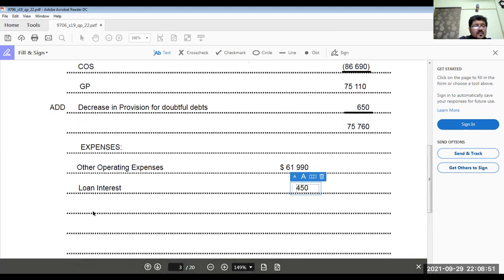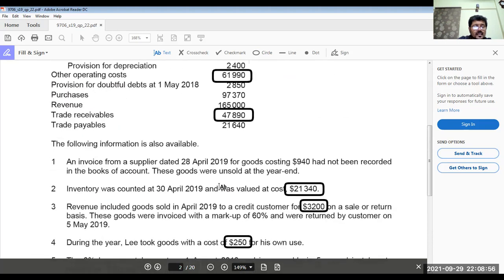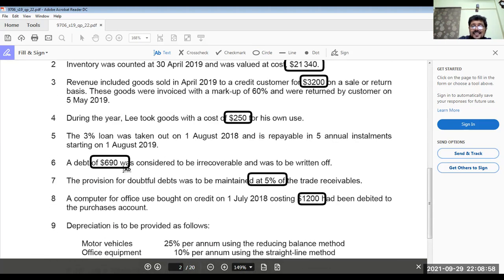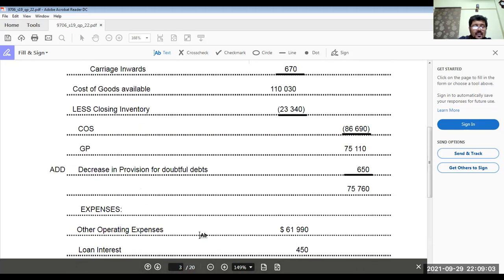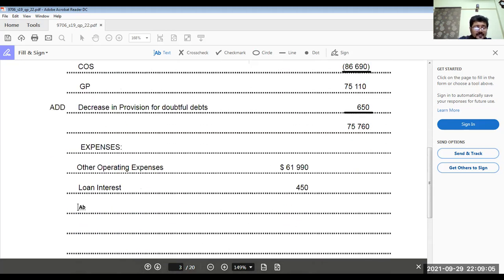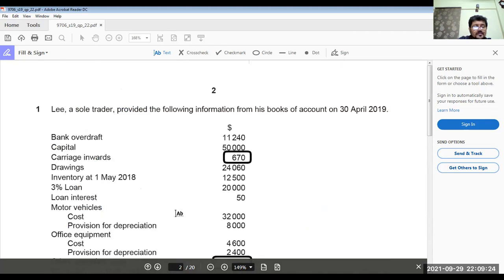Achha, now $690 bad debts, the actual loss, it's also going to be recorded. Bad debts, this is 690. Okay. Now what is left?